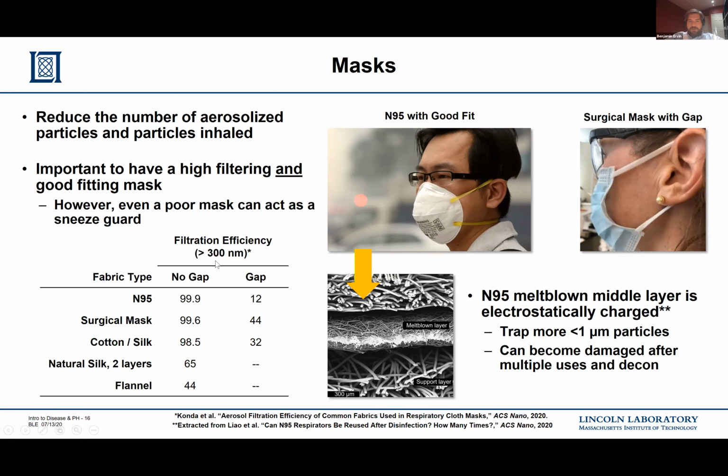I provided different mask types and the filtration efficiency that you would expect. Notice here that if you have an N95 mask and it's worn properly, it pretty much gets rid of 99.9% of everything. But if you have a small gap on the side, because it filters so much, the air wants to move around that. And so it rapidly reduces the effectiveness of the mask, only 12% effective if you have a gap on the side of that N95 mask. So just be aware of that.